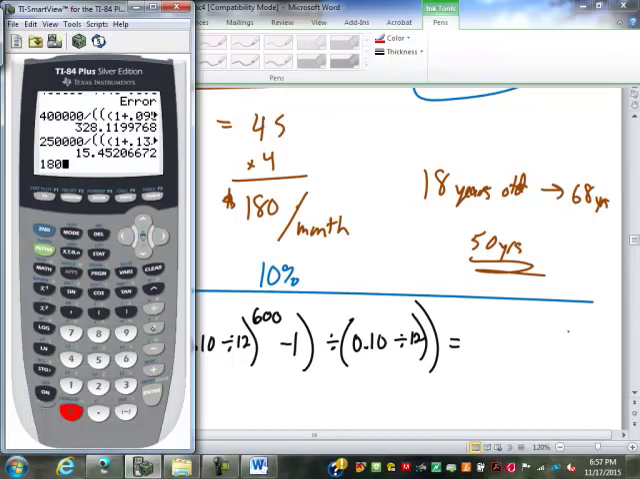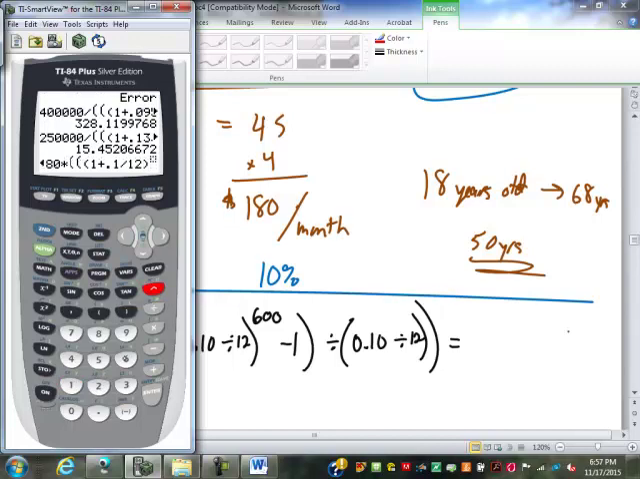180 times, open, open, 1 plus 0.1 divided by 12, close, to the power of 600, minus 1, close, divided by, open, 0.1 divided by 12, close and close. Any guesses? Or some of you already figured it out, I'm guessing. Yeah, that's painful.